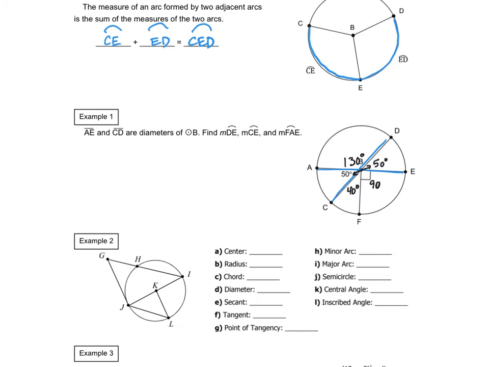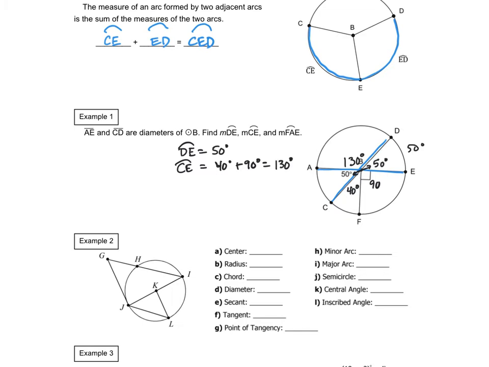So let's see here. Arc DE, we can see is going to be 50 degrees. Then we have arc CE. That is going to be 40 degrees plus 90 degrees. So added together, this arc right there is going to be 130 degrees.